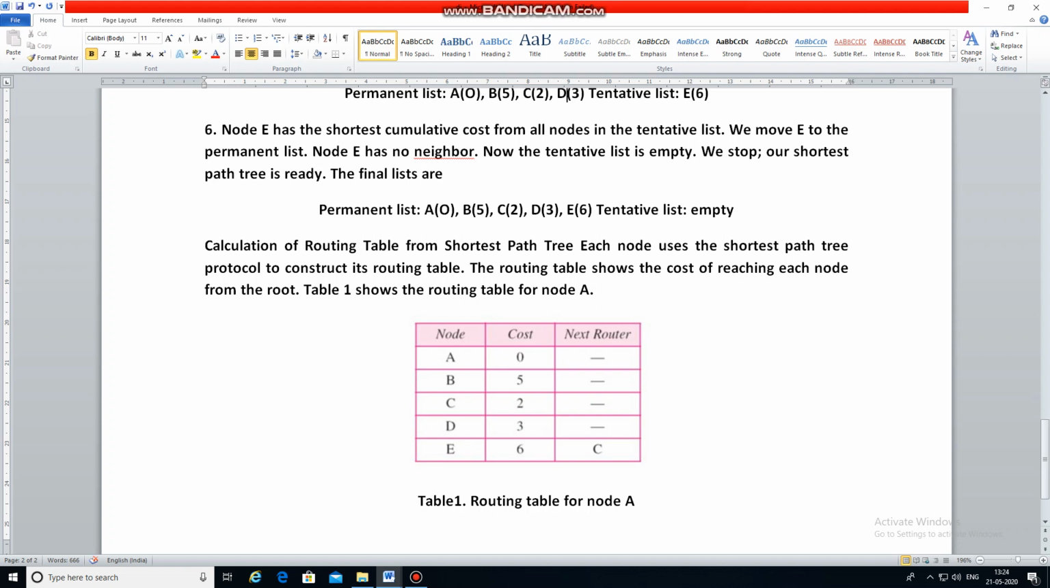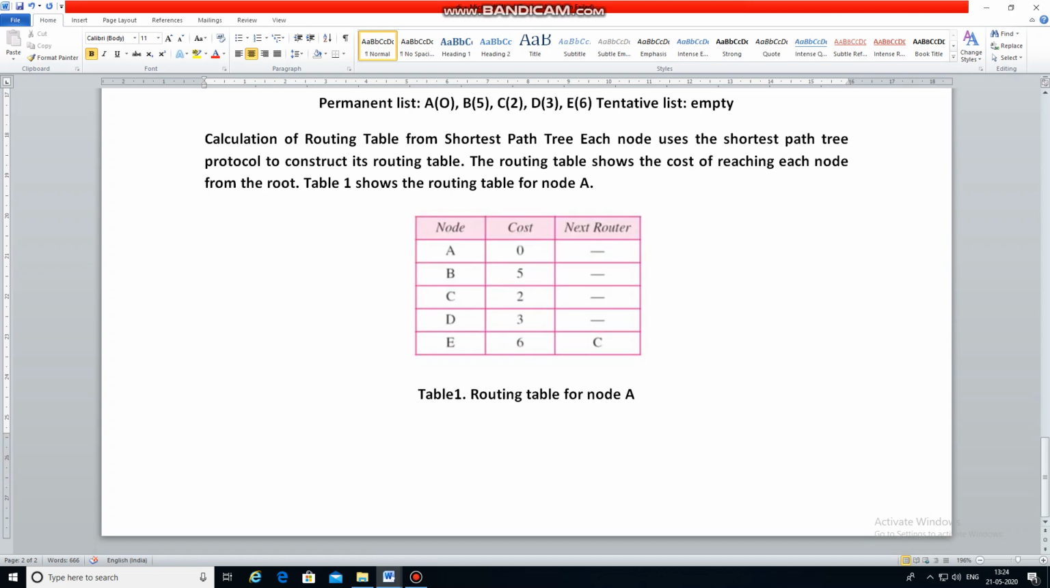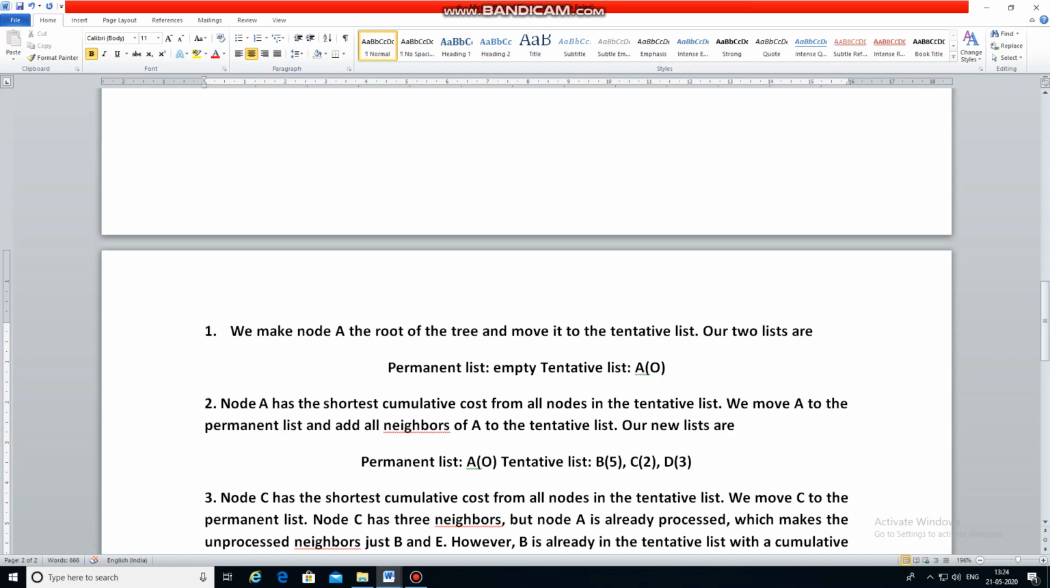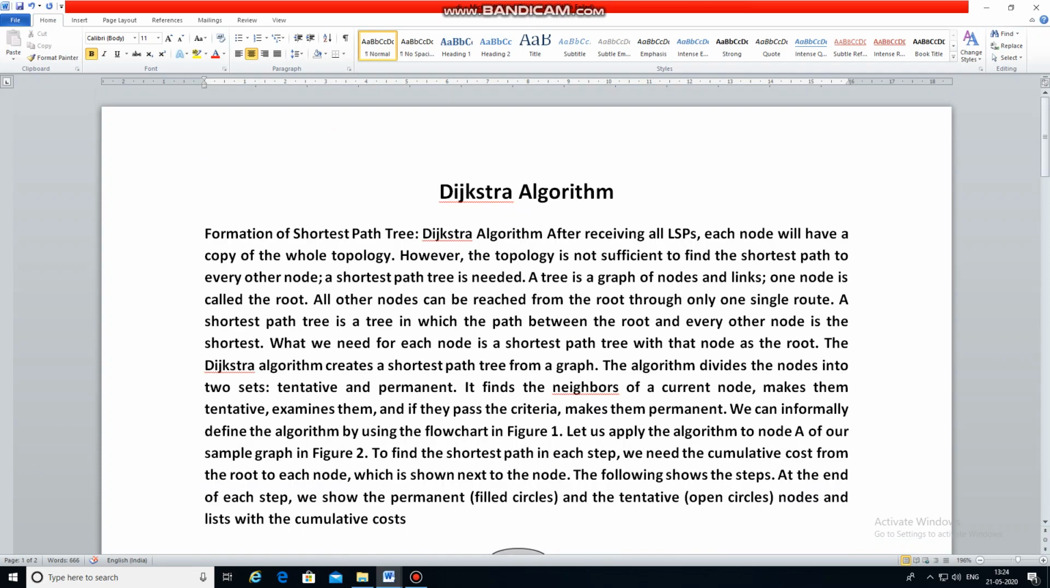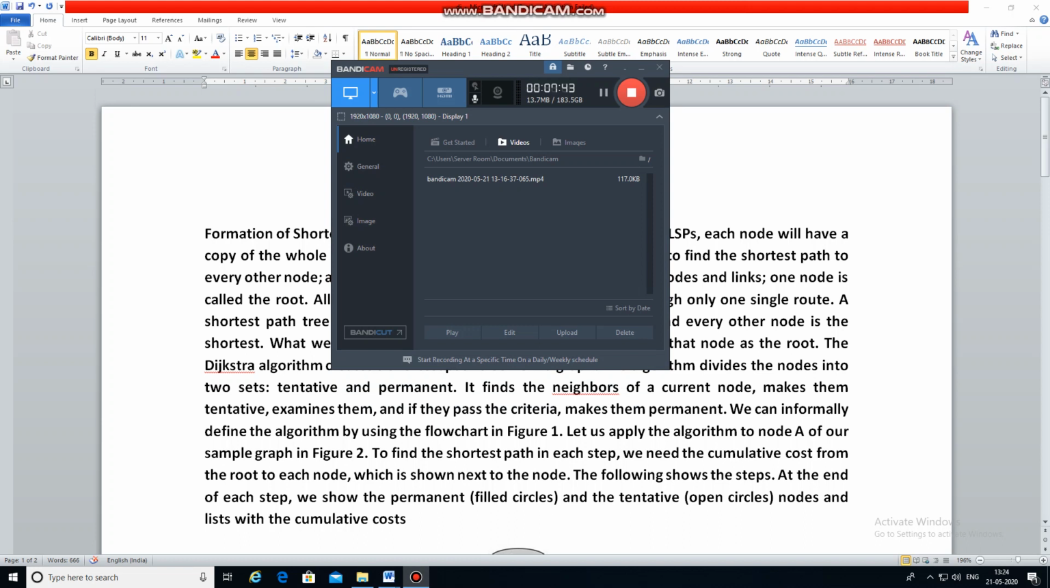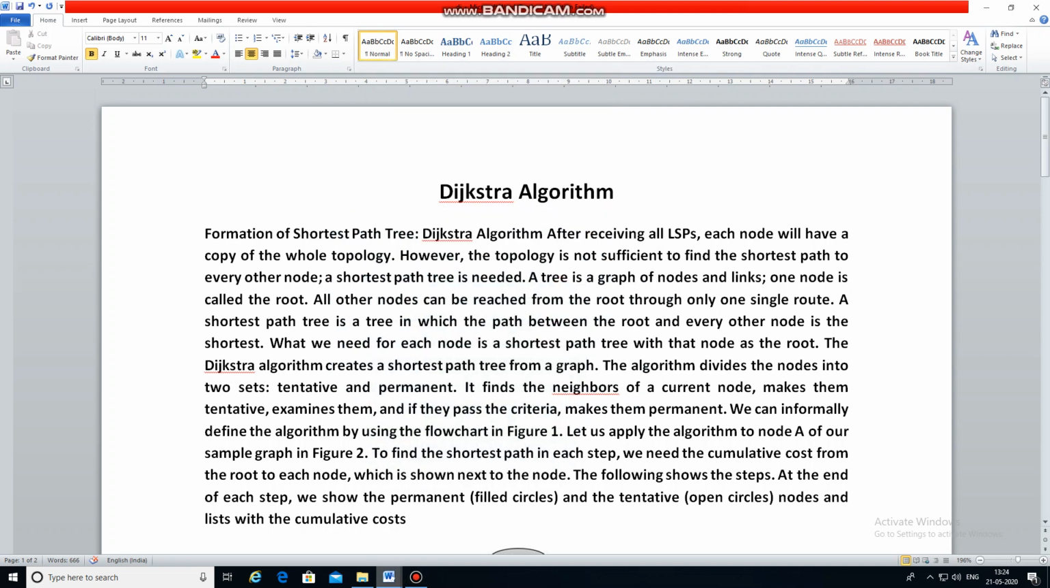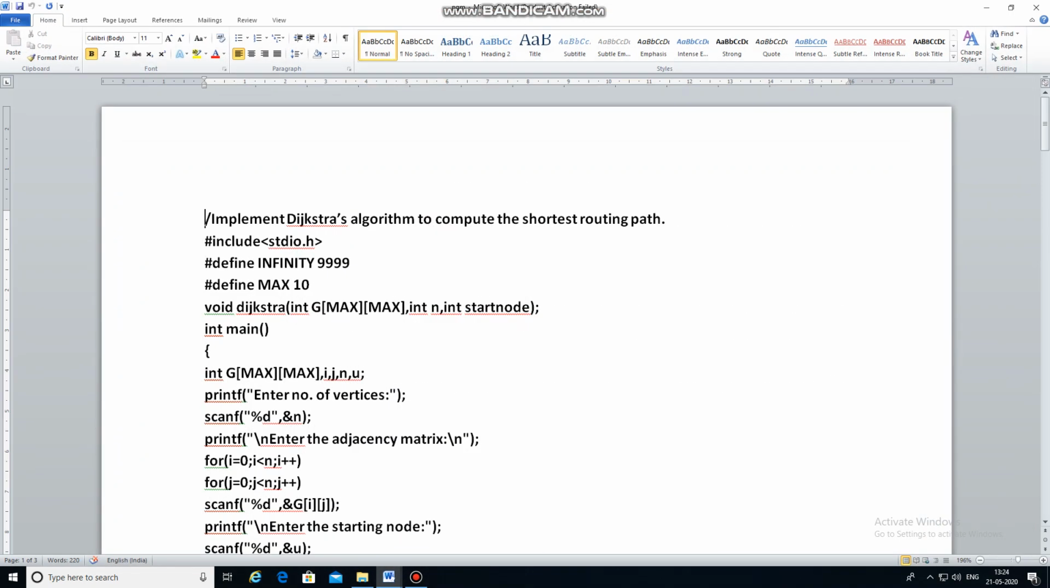Now A to E we have multiple paths. Among those we have selected the next router, or intermediate node, C. So the cost is 6 because this cost is minimum compared to the other paths, right? So this is the brief explanation about the Dijkstra algorithm. Now we shall see the program related to the Dijkstra algorithm, right?